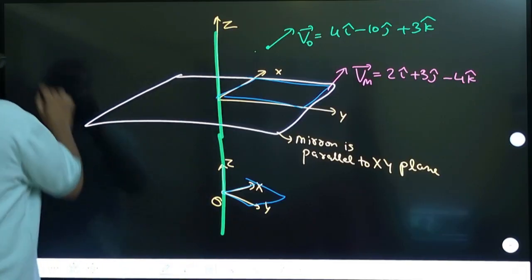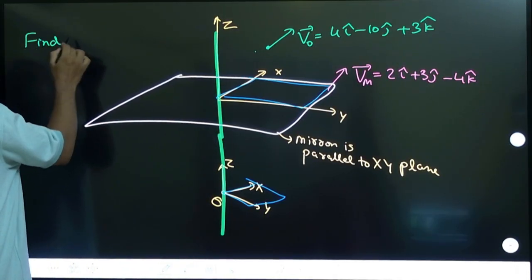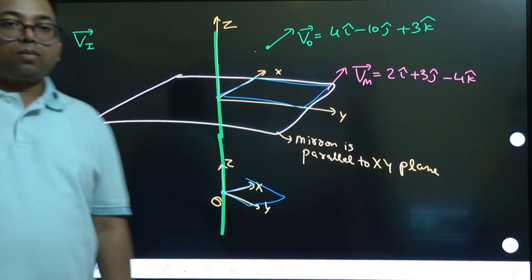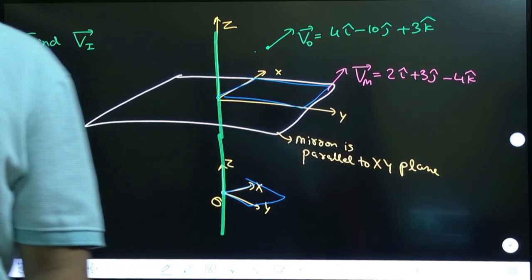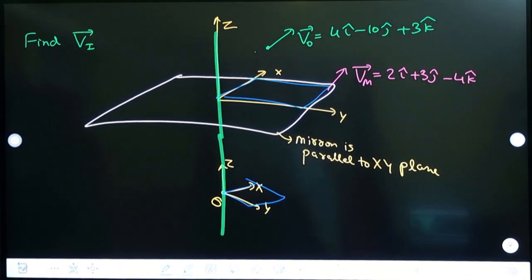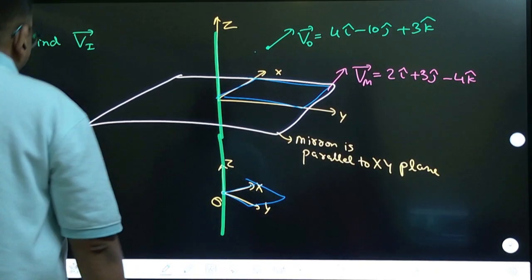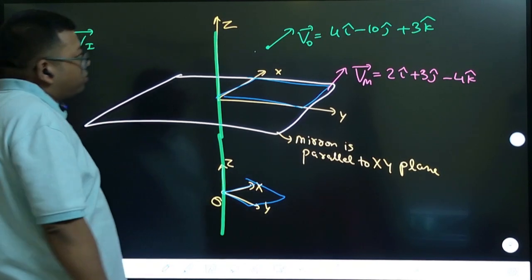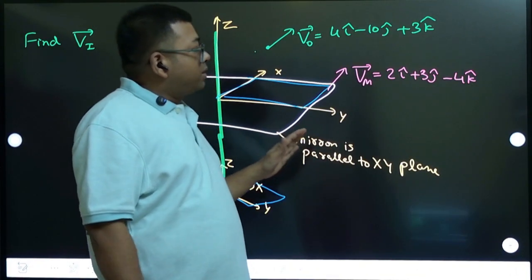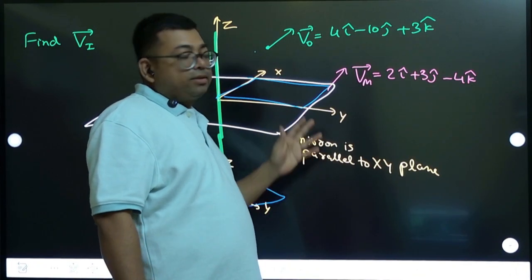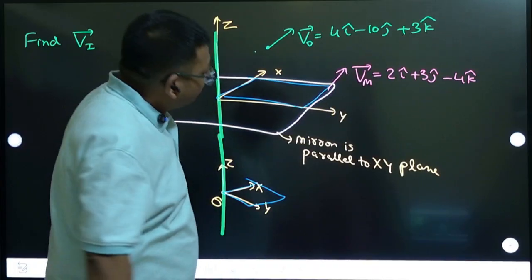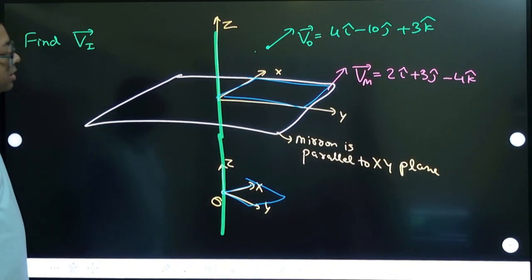The question was, find the velocity of the image. This is the question. I have taken a similar question, not the exact question. How to calculate this? Let us try to understand how to calculate it. First of all, note that the velocity of the object has all three components x, y, z, and the velocity of the mirror also has all three components x, y, z.